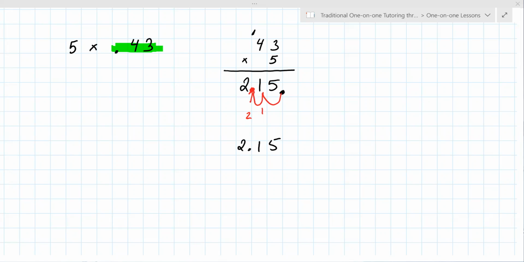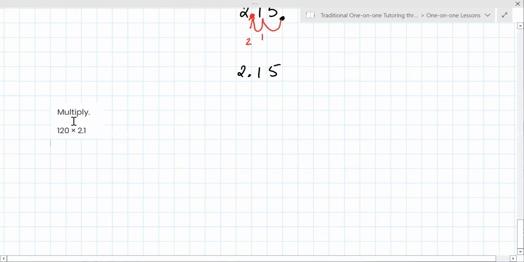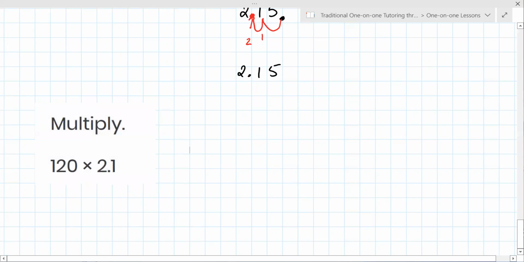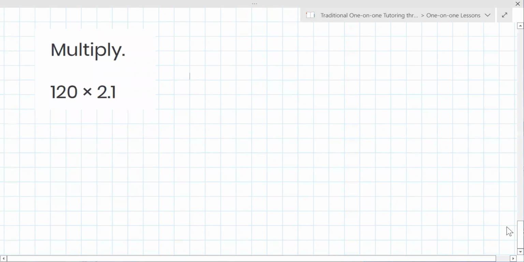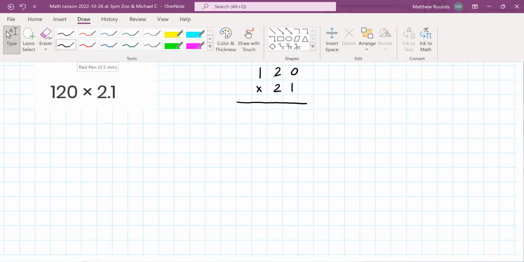So let's try another one here. Okay, so we're going to multiply 120 by 2.1. So you do it without the decimal. So you go 120 times 21. This one's a little bit harder, but I think you can do it. Would you like help doing this one? Maybe we should do it together. Yeah, let's do it together.